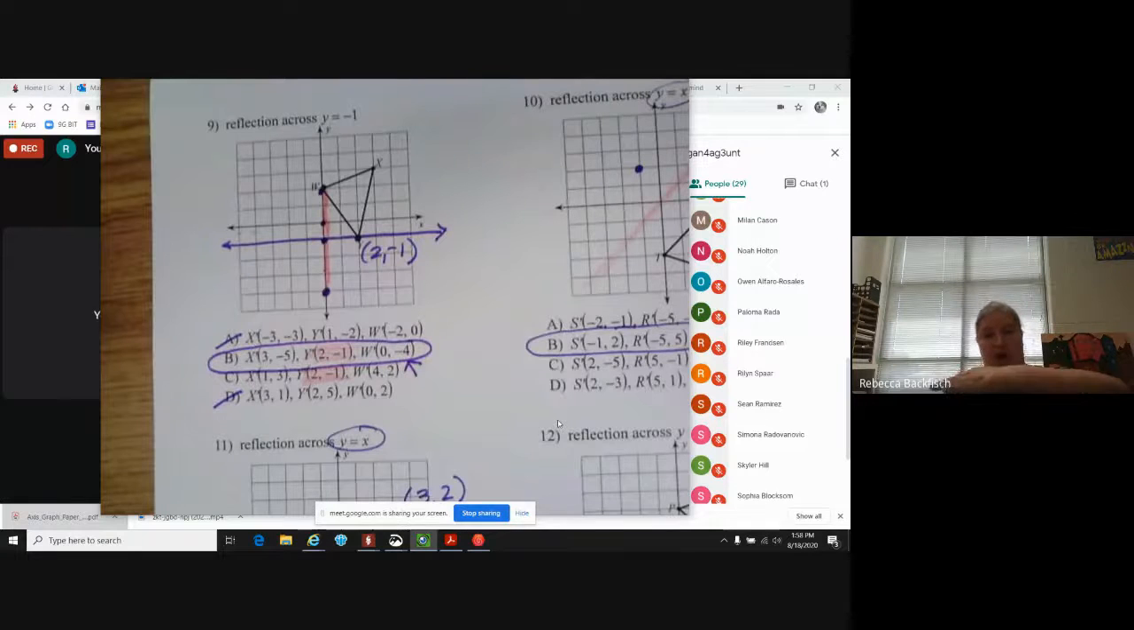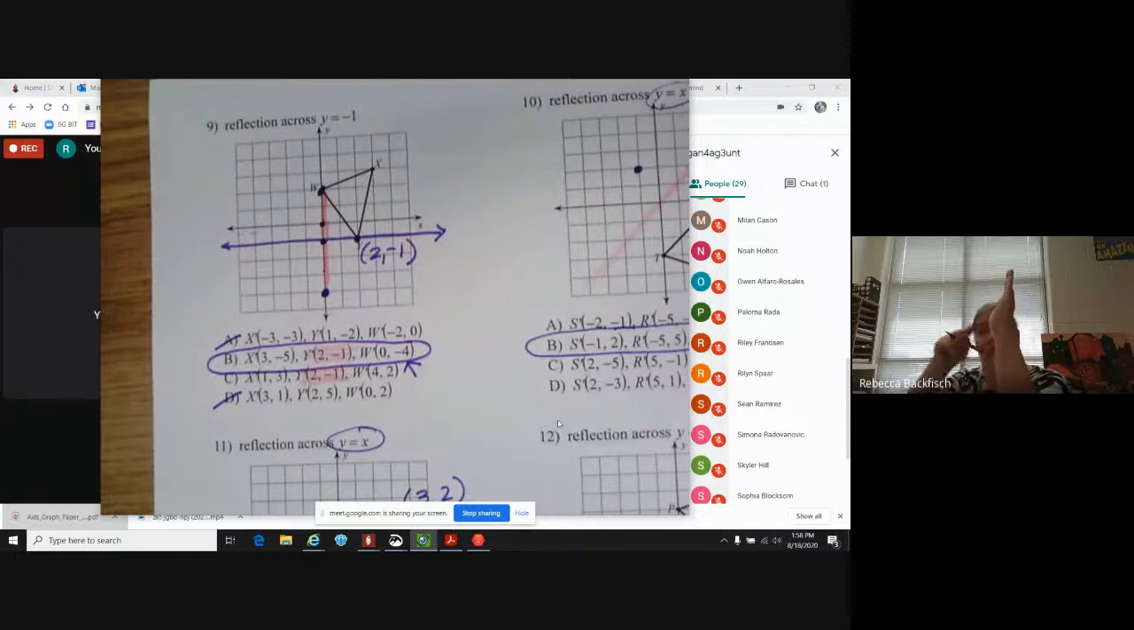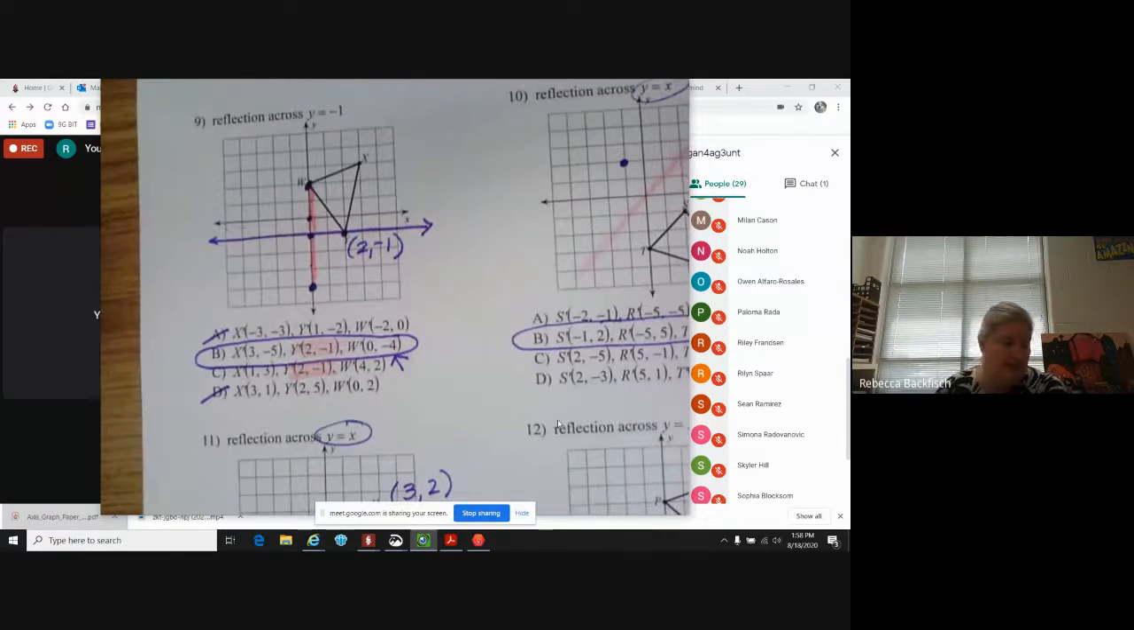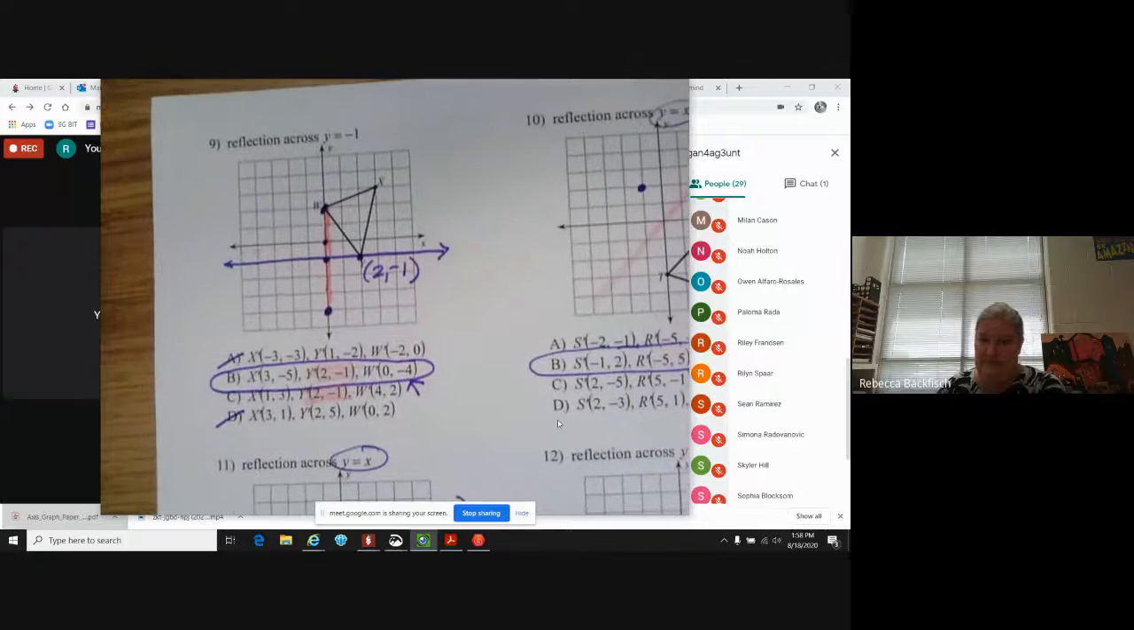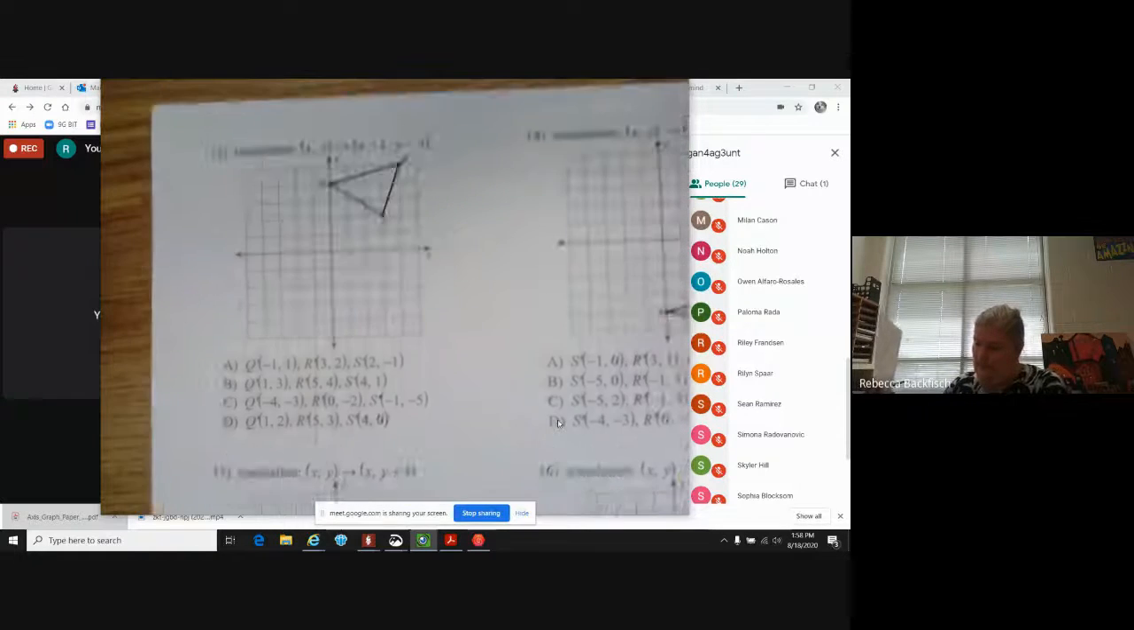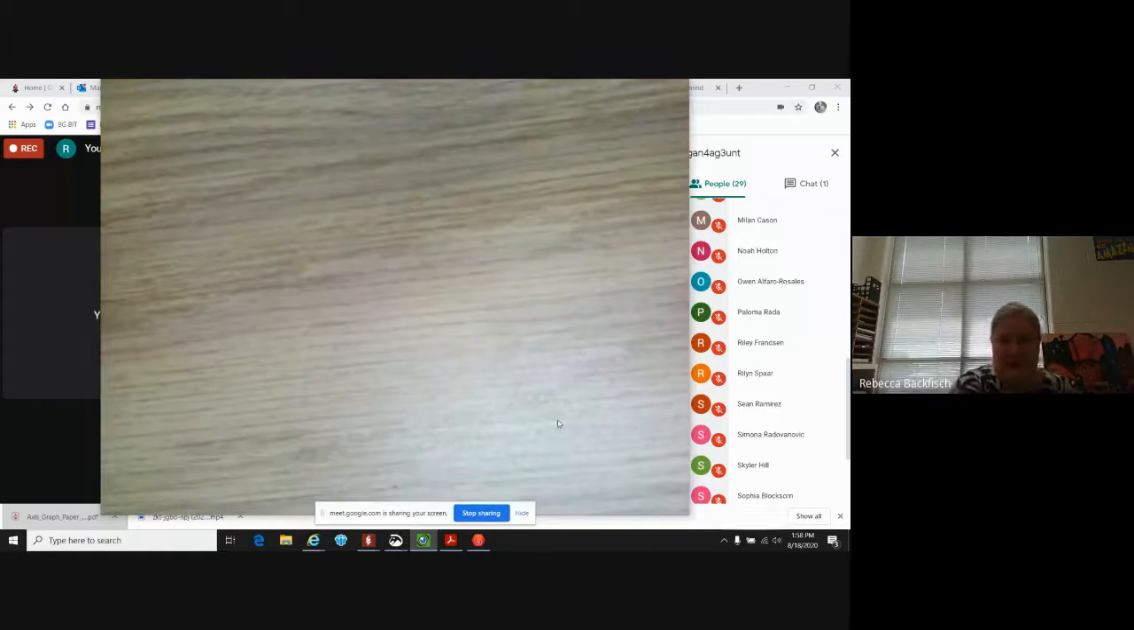So if you are dealing with a horizontal line or a vertical line, you basically just have to count and say, however far on this side, I'm going to go the same distance on this side. Or however far below, I'm going to go the same distance above. Let's try another one like that. Oh, those are translations. That's our very last thing to look at.